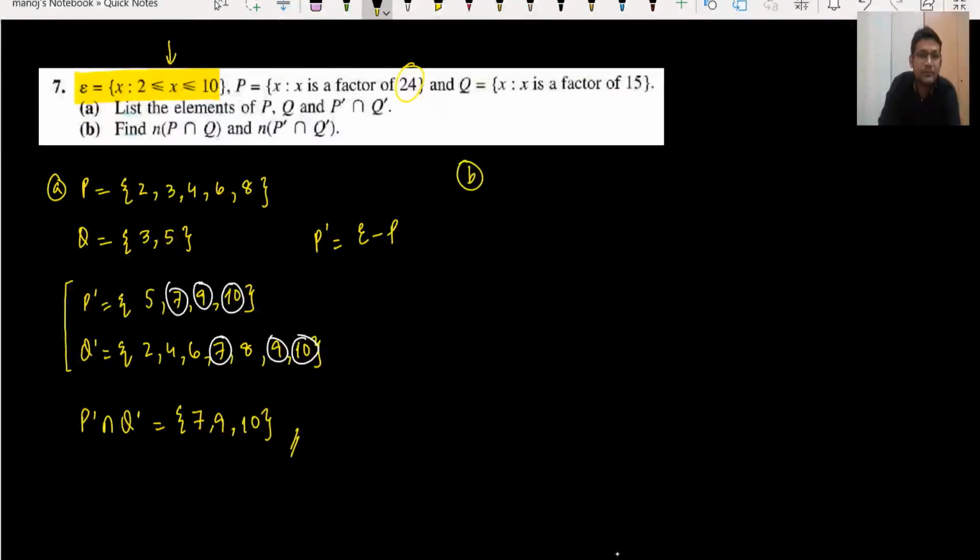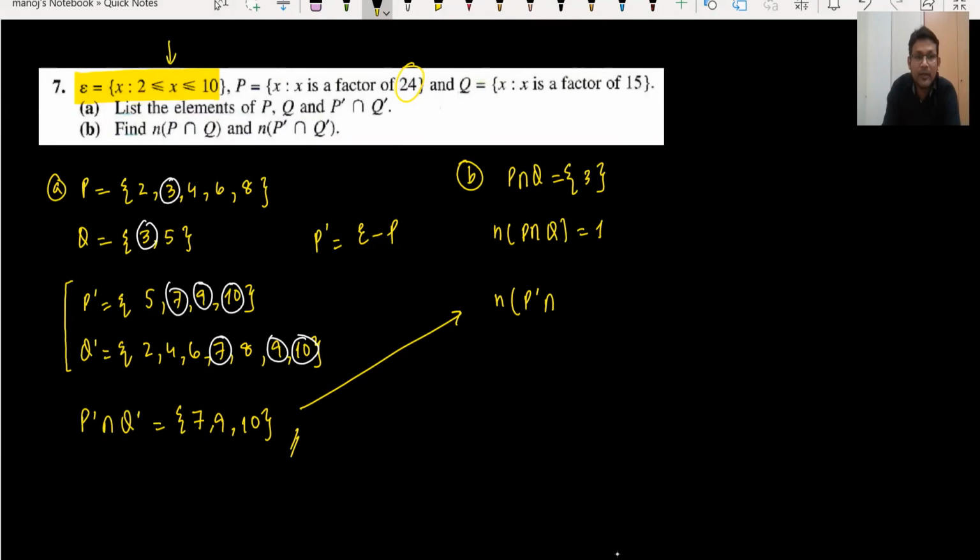Moving to part B, number of elements, because this is not the number of elements. When they ask for the number of elements, there are 3 elements, but we need to write the list of the elements. Now in this, we need to find P intersection Q first. When you see P intersection Q, what is common? The 3 is common, and nothing else. So I can write the set as 3, but the number of elements in P intersection Q is equal to 1. We need to find the number of elements in P complement intersection Q complement, which is 3, and that's done.